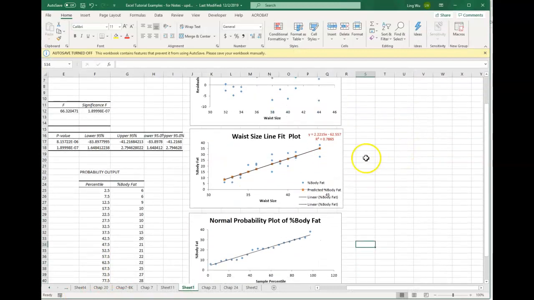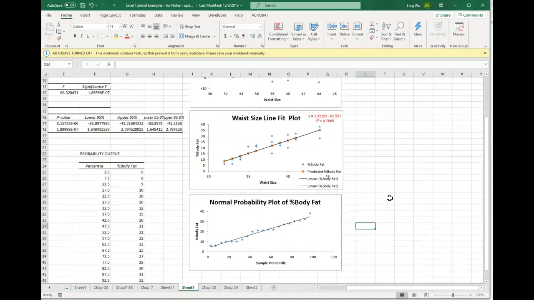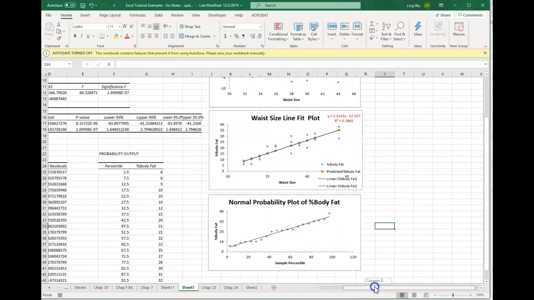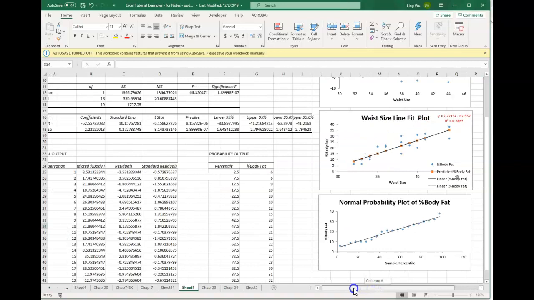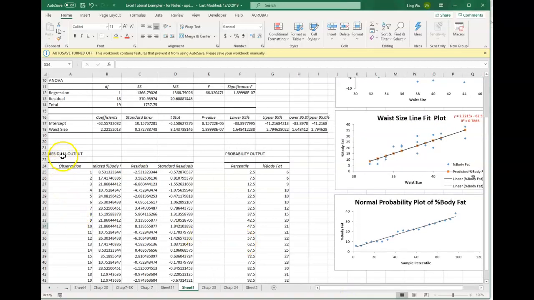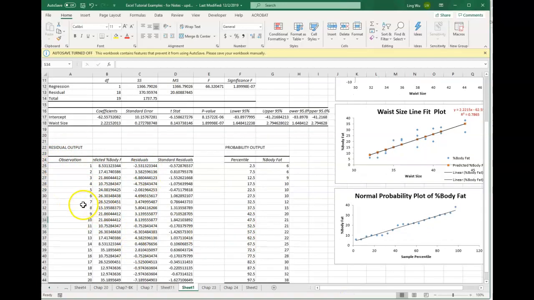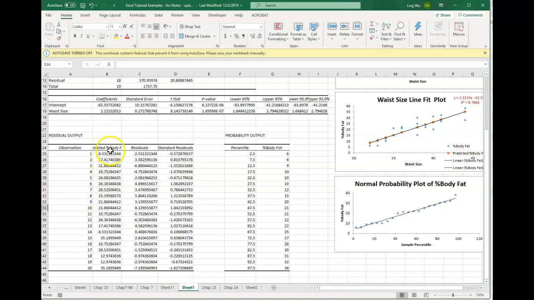As we talked about, this one gave us those. Now we want to check that the residuals meet the near normal condition. In the outputs, you can see we have the residual output table. This is the predicted percentage body fat. The residual is the actual data subtracted by this one. We get the residuals, and this is the standard residual. This normal probability plot is not our residual normal probability plot. So how do we do the residual normal probability plot?